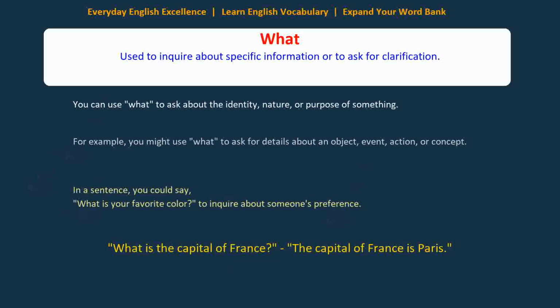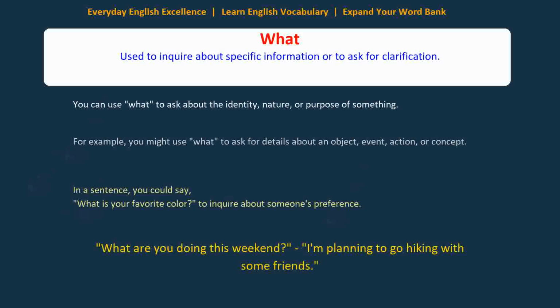What is the capital of France? The capital of France is Paris. What are you doing this weekend? I'm planning to go hiking with some friends.